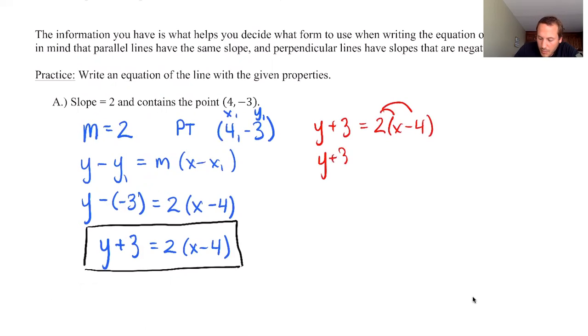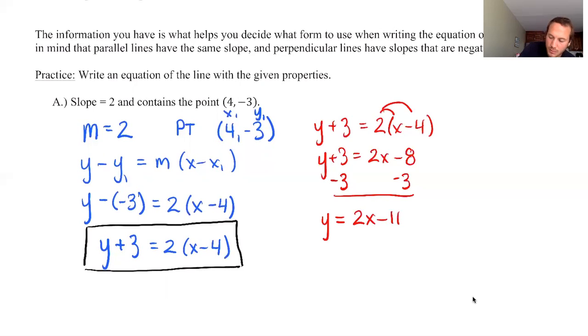I've now got y plus 3 is equal to 2x minus 8. Okay, I'm going to move this 3. I now have y is equal to 2x minus 11. What is this one right there? Well, there's my slope-intercept form. That's another acceptable way to write this equation, okay?